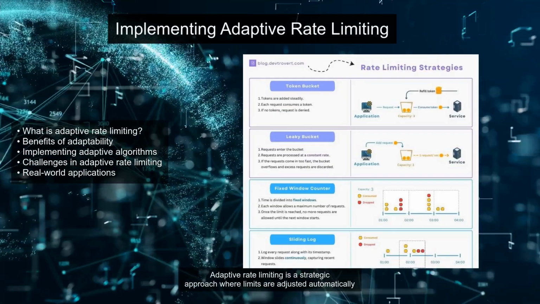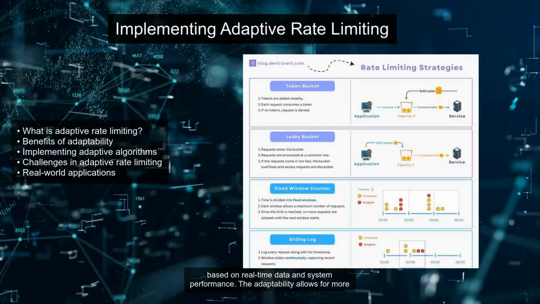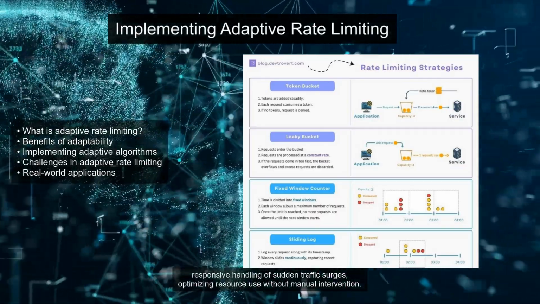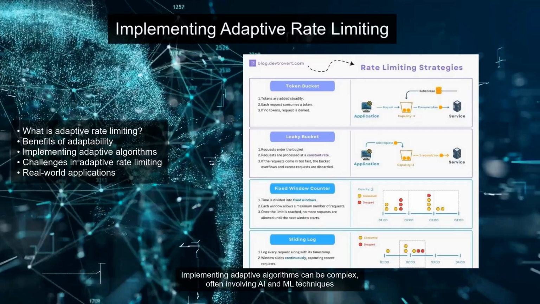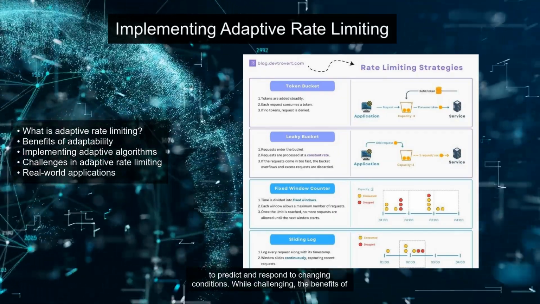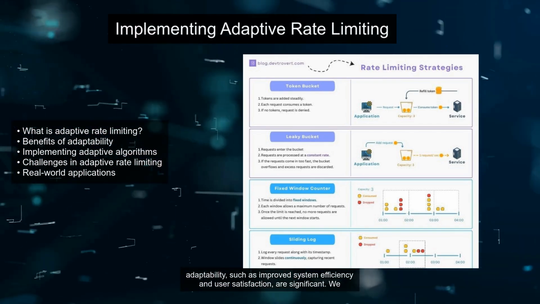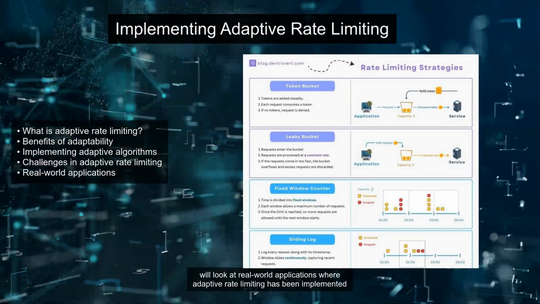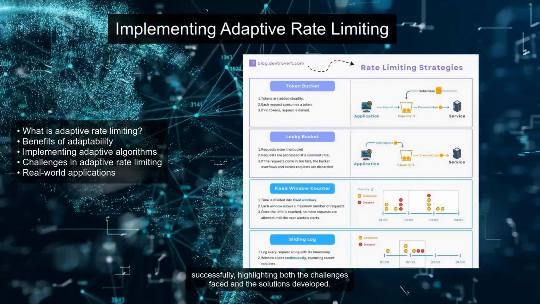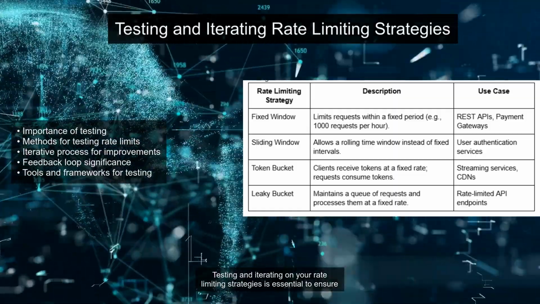Adaptive rate limiting is a strategic approach where limits are adjusted automatically based on real-time data and system performance. The adaptability allows for more responsive handling of sudden traffic surges, optimizing resource use without manual intervention. Implementing adaptive algorithms can be complex, often involving AI and ML techniques to predict and respond to changing conditions. While challenging, the benefits of adaptability, such as improved system efficiency and user satisfaction, are significant. We will look at real-world applications where adaptive rate limiting has been implemented successfully, highlighting both the challenges faced and the solutions developed.